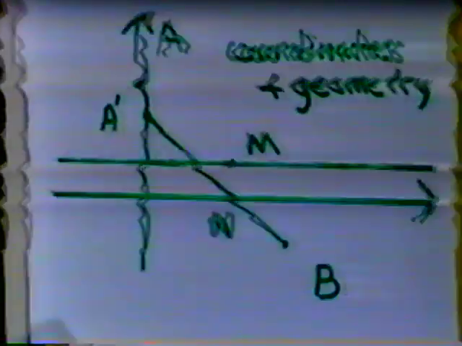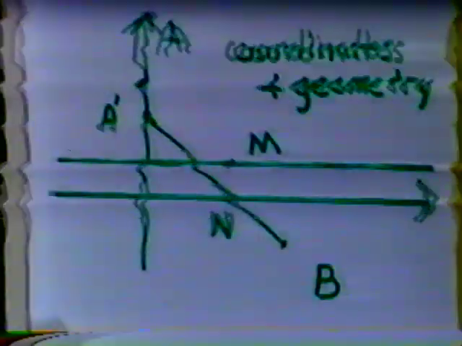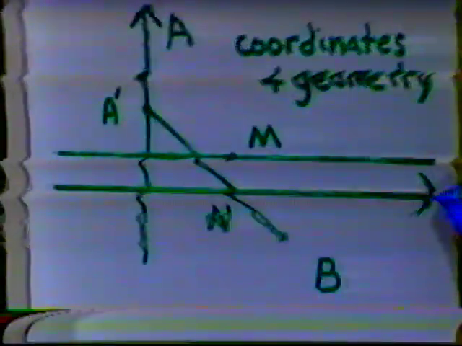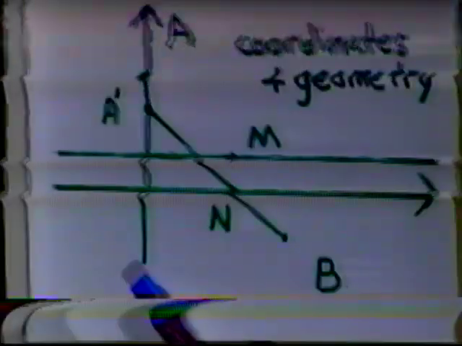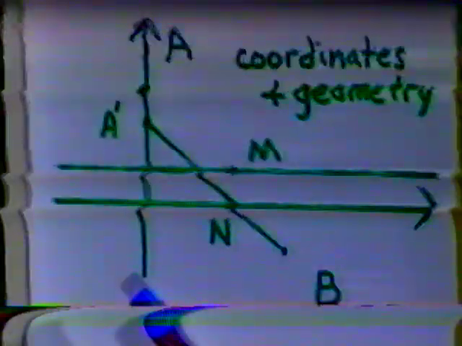Another example of a solution to this problem that would be used in yet another class is this solution that incorporates both coordinates and geometry. This time I've set up a coordinate axis using the south bank of the river as the x-axis, using the perpendicular to the point A from the banks of the river as the second axis or y-axis.